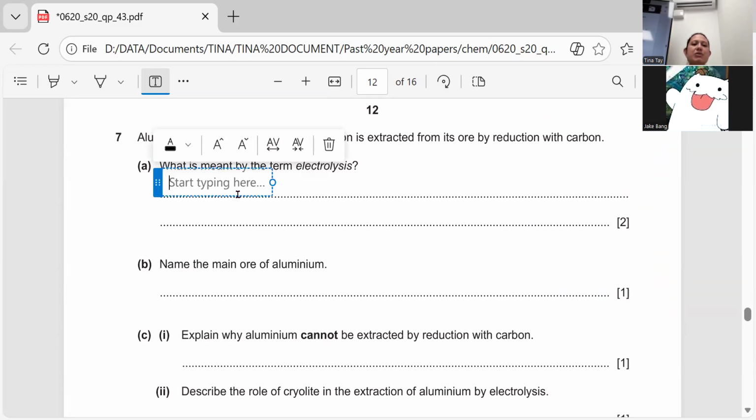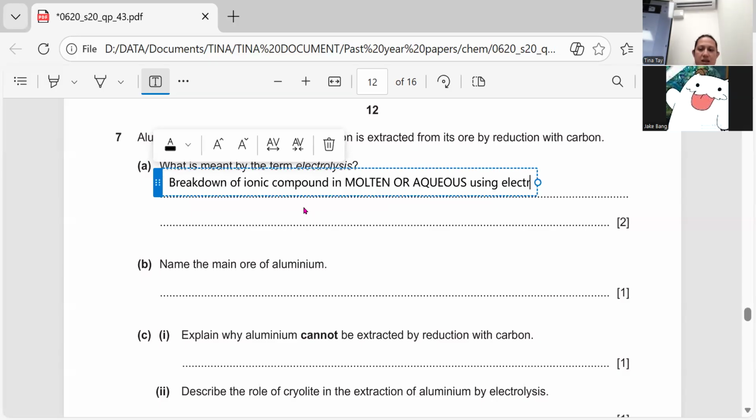What is meant by the term electrolysis? I told you this before. Definition is not what you feel. The breakdown or decomposition of ionic compound in molten or aqueous state using electricity. Can I skip something? Cannot.